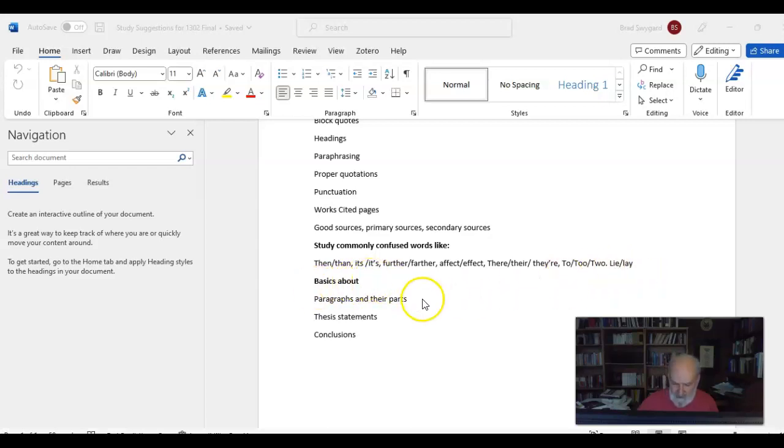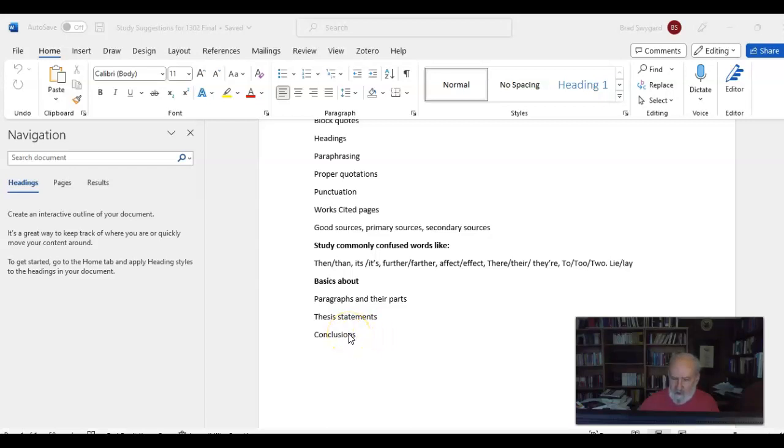And then some basics about paragraphs and their parts. You have a topic sentence, you have a body, and you have a transitional concluding sentence in a paragraph. It's supposed to contain one idea, talk about one idea. Okay. Thesis statements, remember they're supposed to be clear, arguable, and defendable. They've got to be claims that you can actually defend. They may be debatable, but you have to be able to argue them.